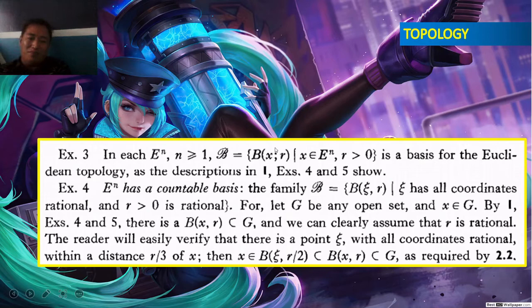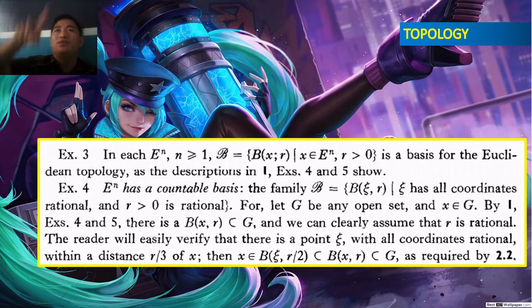Dayon, ang term na din niya kay open ball, basta 4 na siya, 5 and then. Okay, so this one, our X is element in EN, R is greater than 0. So, kanisya nga set class now is a basis for the Euclidean topology as the description in 1, example number 4 and 5 show. Okay, muna class na kay, di ba kung power set ka, ang basis kay mga singleton sets. Okay, kung EN ka, the whole EN man na, the whole space.